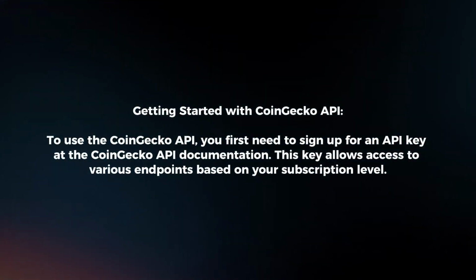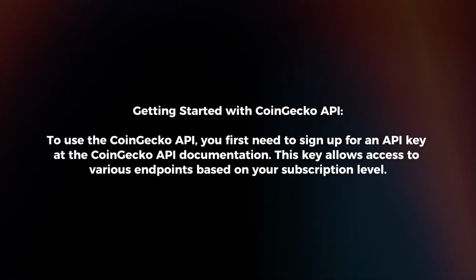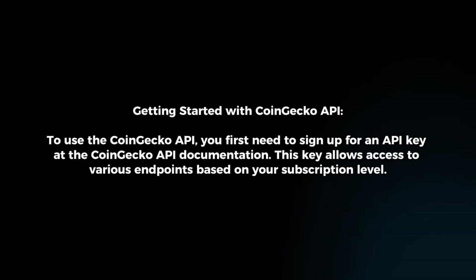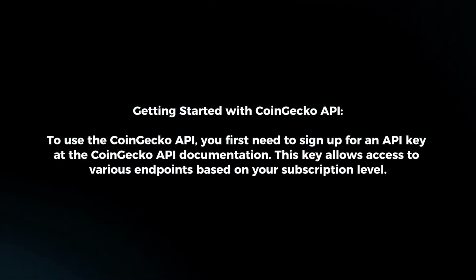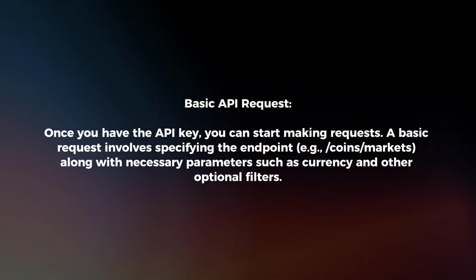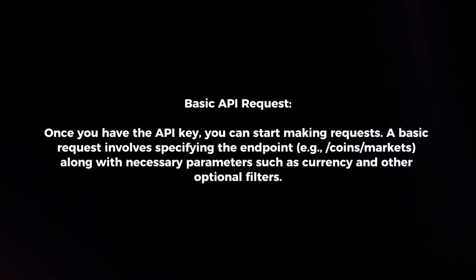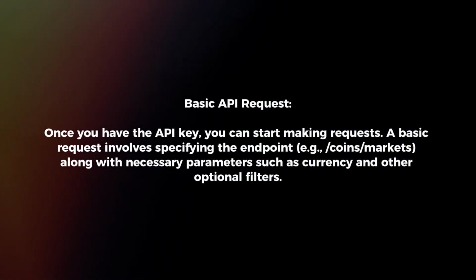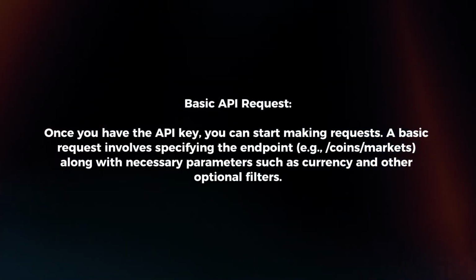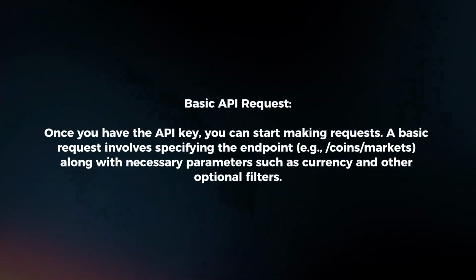To use the CoinGecko API, you first need to sign up for an API key at the CoinGecko API documentation. This key allows access to various endpoints based on your subscription level. Basic API request. Once you have the API key, you can start making requests. A basic request involves specifying the endpoint, along with necessary parameters such as currency and other optional filters.